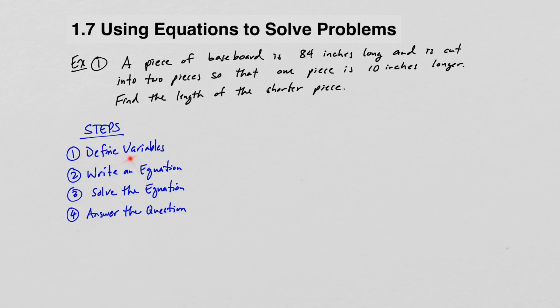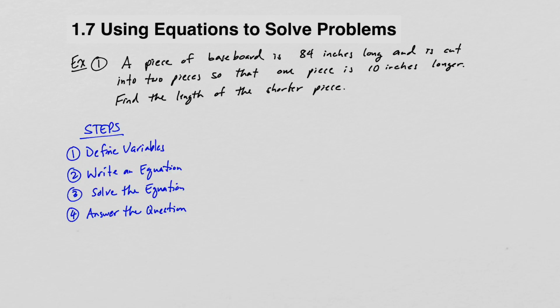So first we need to define a variable that represents what we're trying to solve for in the problem. Then, using that variable, or variables, we need to write an equation. Then we need to solve the equation, and finally answer the question. So in this particular problem, we're trying to find the length of the shorter piece of the baseboard. So the baseboard is cut into 2 pieces. One piece is shorter than the other.